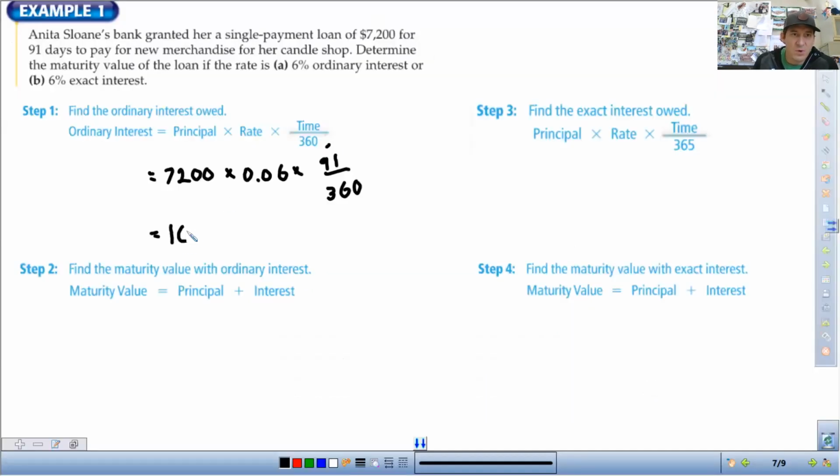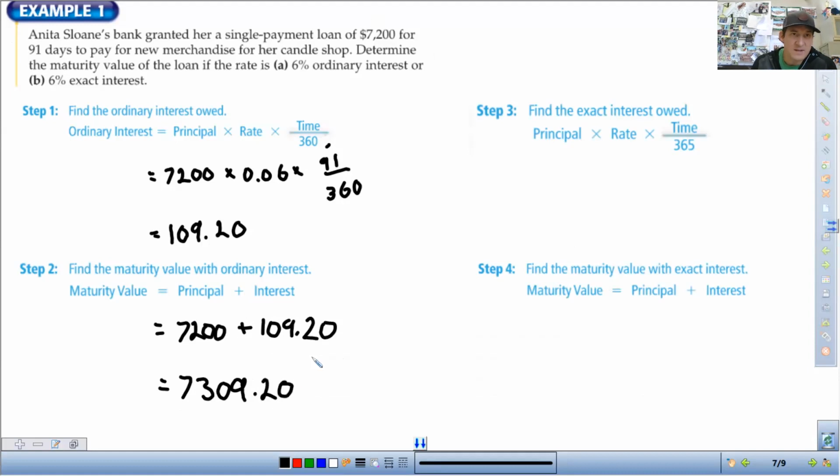So back to our slide. The interest is 109.20. The maturity value, all you need to do is take the principal, add in the interest. So the maturity value is $7,309.20. So calculating ordinary interest, Anita with her $7,200 loan is ending up paying back $7,309. All right, that's how the loan works.